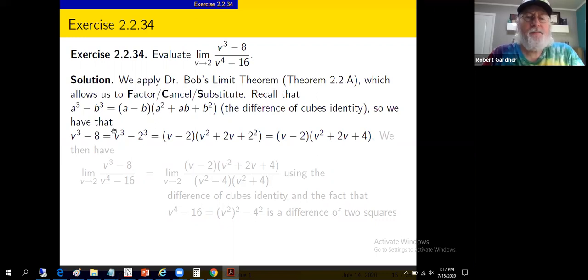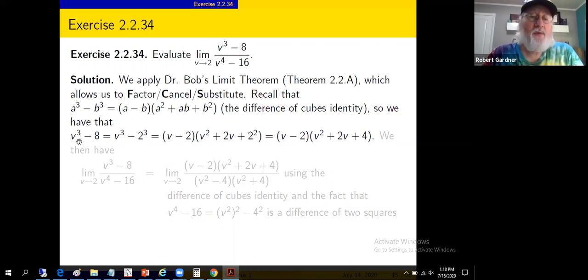Recall, quote unquote, recall, you've seen this in the past, but if you have the difference of two perfect cubes, you can factor as a minus b times a squared plus ab plus b squared. The difference of cubes identity, I looked in the book and I couldn't find it mentioned anywhere explicitly. Previous editions had it written out explicitly, but anyhow, an identity from your background that tells you how to deal with a difference of two perfect cubes.